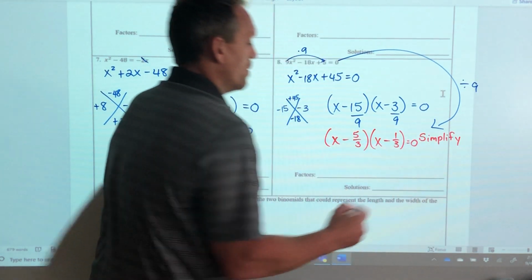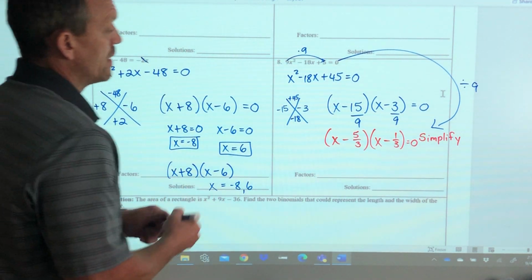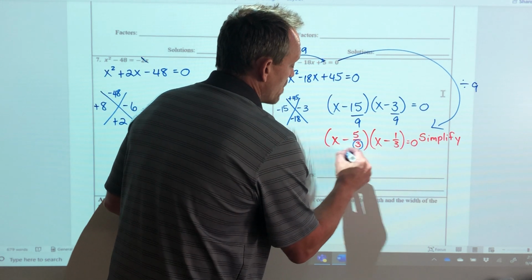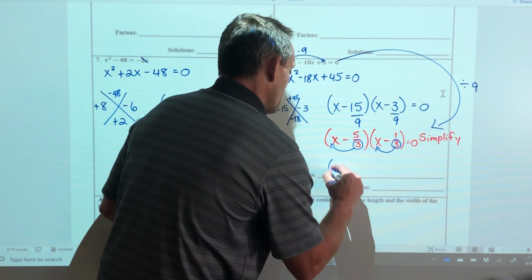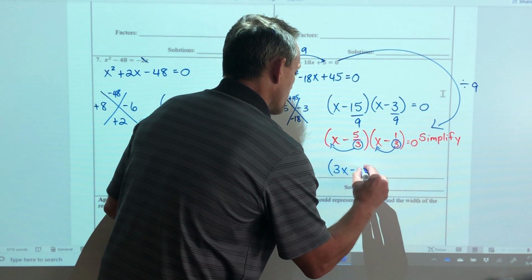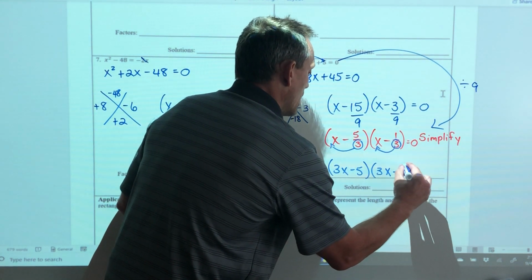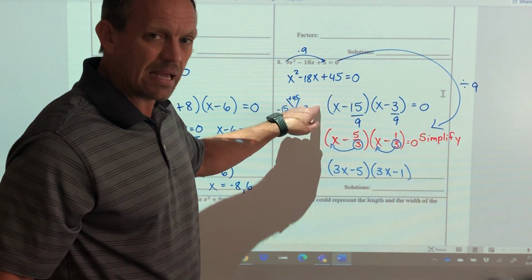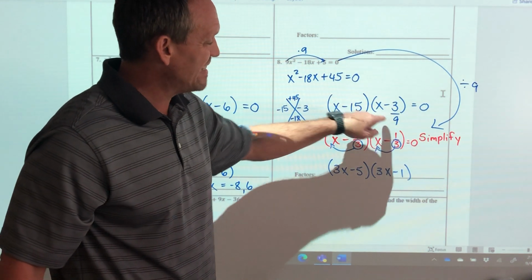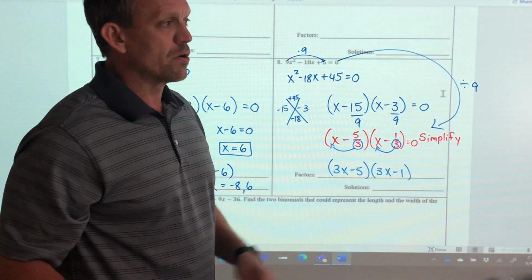Still equal to 0. It didn't simplify. Well, not always, but still gonna bottoms up. A little bit tricky. If you don't simplify that and you make that 9x minus 15 and 9x minus 3, it's all gonna be wrong.